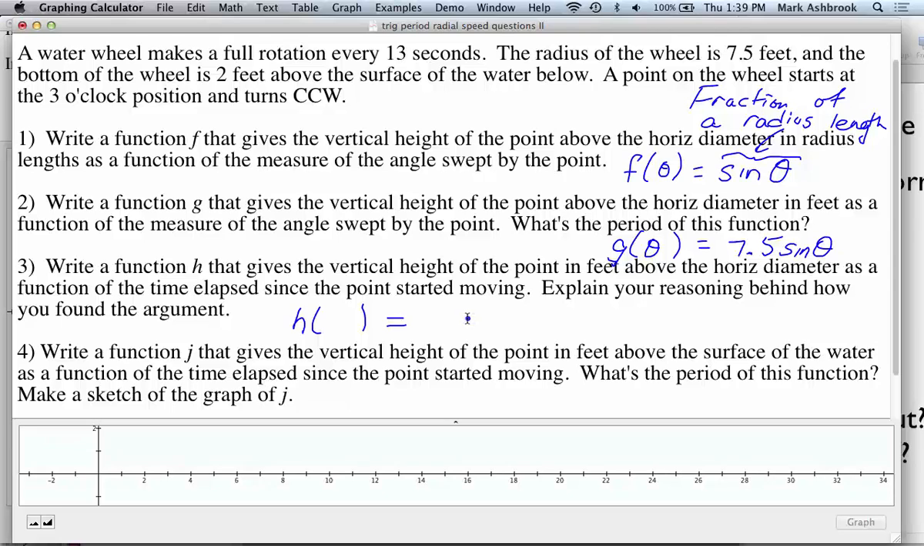Sine. Anything else? It's in feet. Will sine alone give us feet? Nah, that gives us radius lengths, or a fraction of a radius. How would we get feet? We've got to multiply it by the actual radius. Right.